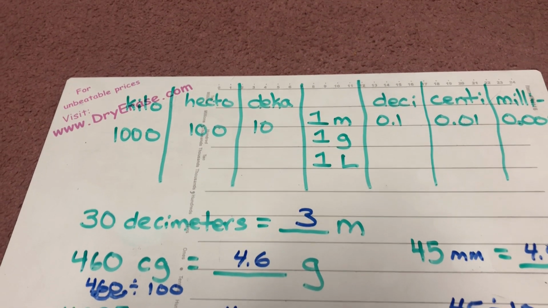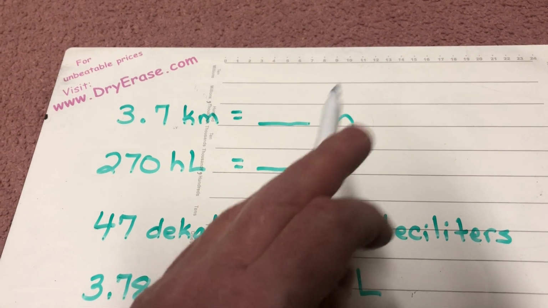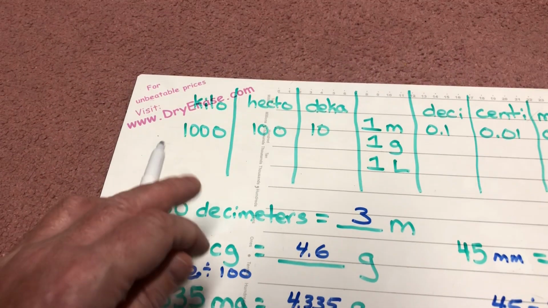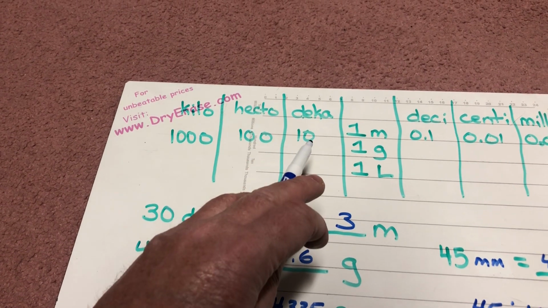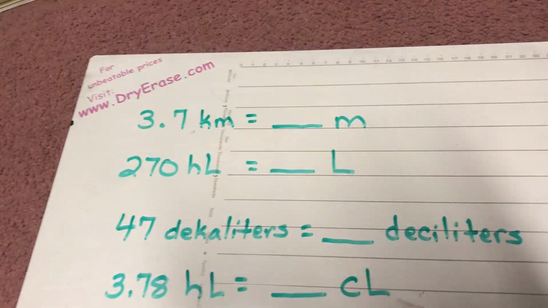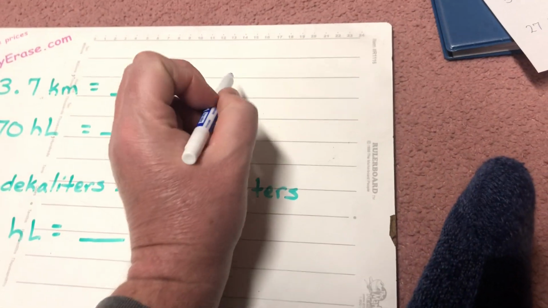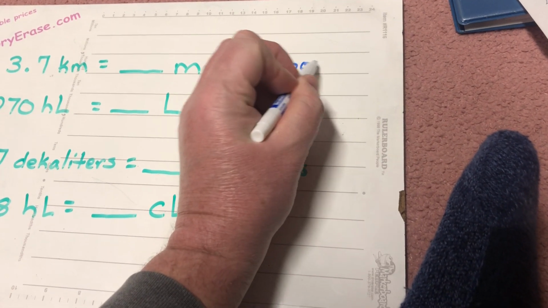Well, what am I multiplying by? Well, it's 3.7 kilometers equals blank meters. So I'm going from kilometers to meters. Well, one place is times 10, two places is times 100, three places is times 1,000. So I'm taking 3.7 and I'm multiplying that by 1,000. So if I get out here, 3.7 times 1,000.